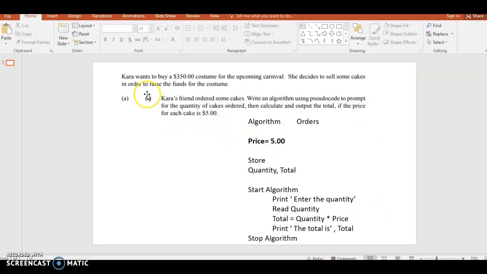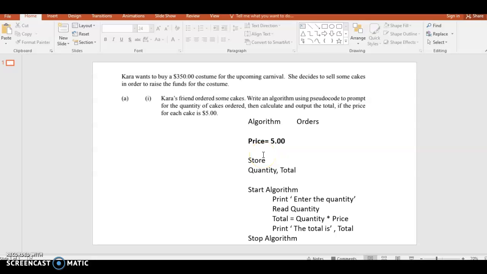So I'm just pulling up a question that was in the specimen paper. Kara wants to buy a costume, and so this is the description. Kara's friend ordered some cakes. Write an algorithm using pseudocode to prompt for the quantity of cakes, then calculate and output the total. In this case, price is $5. So here I've highlighted a way in which we can use a constant.